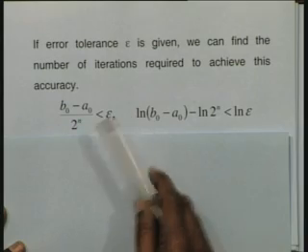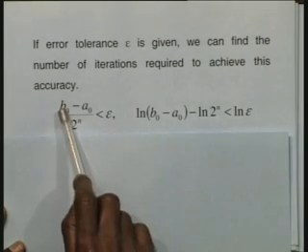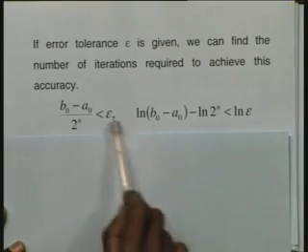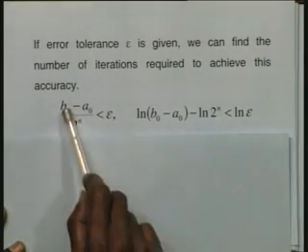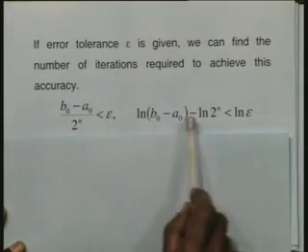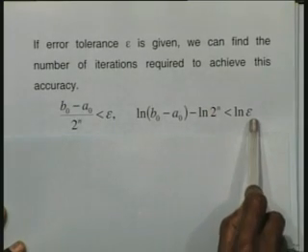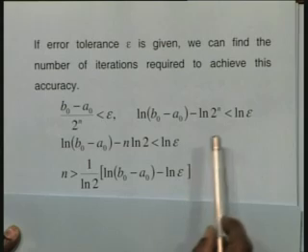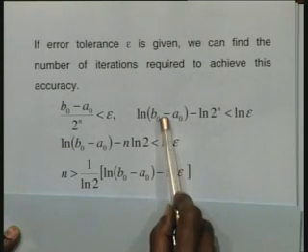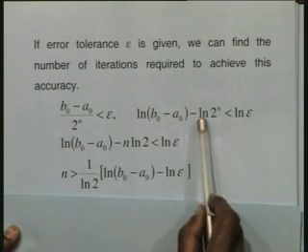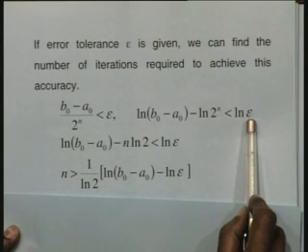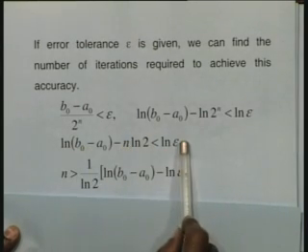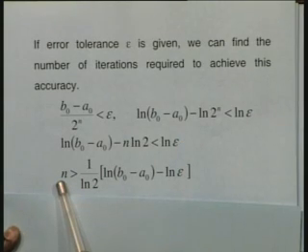Now, once this is given, because here b naught is known, a naught is known, epsilon is known, I can determine n from here. So, I will take the logarithm on both sides. This logarithm of b naught minus a naught minus logarithm of 2 to the power of n is less than logarithm of epsilon, and then solve from here for n. I write this as minus n times logarithm of 2 less than log of epsilon. Then I bring log of epsilon to this side, n log 2 to the right side and write down what is the value of n.